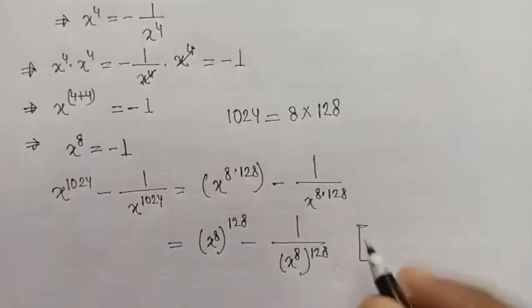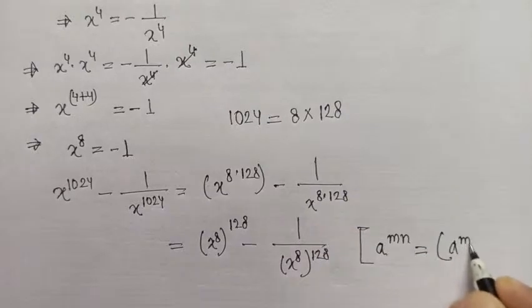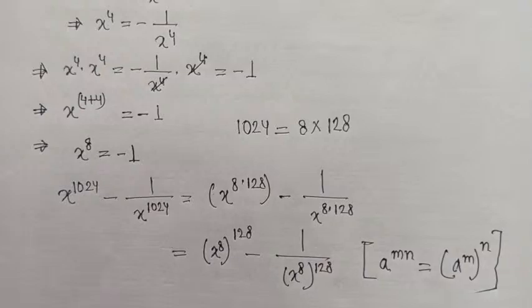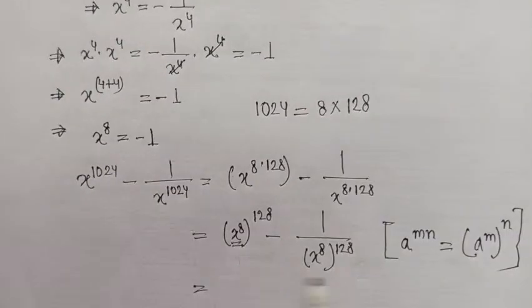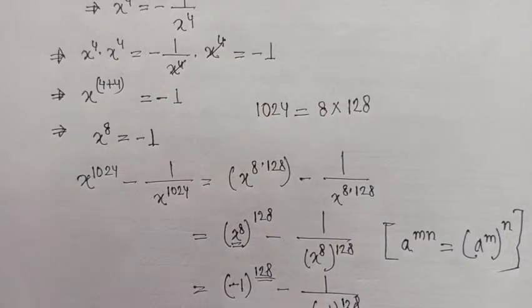As we know the formula, a to the power mn is equal to (a to the power m) to the power n. Now we have the value of x to the power 8 as minus 1. If we put that minus 1 to the power 128 here and here, then we get the value equal to 1. As this is an even number, the minus will be gone, and it will be just 1 minus 1.